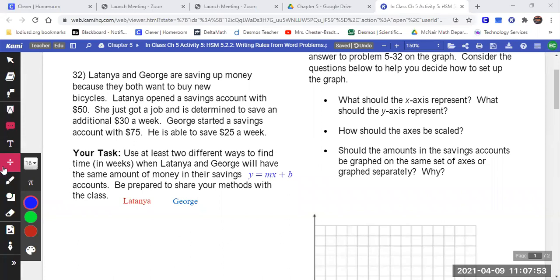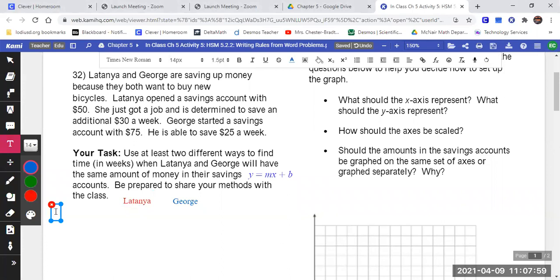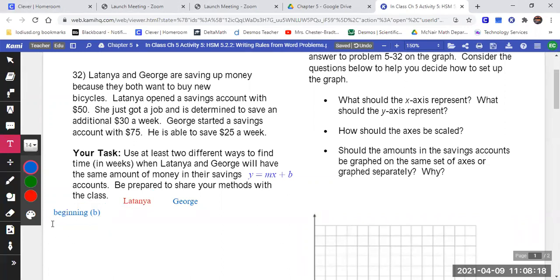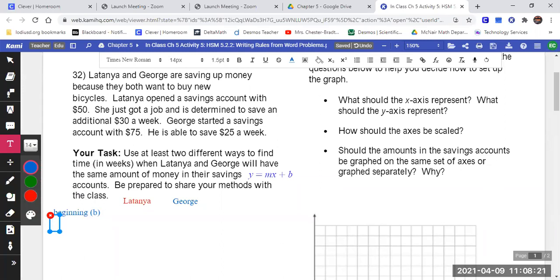All right, so we need to look at how the words are telling us whether it's a beginning or whether it's a slope. So we have beginning, right? Which is what letter in our equation? Our beginning in our format. What's our beginning letter? B. Okay. And they told us how much they're putting in the account each week. So what would that be? The amount they're saving, what would that be? Saving is their growth, right? So that's going to be their M.